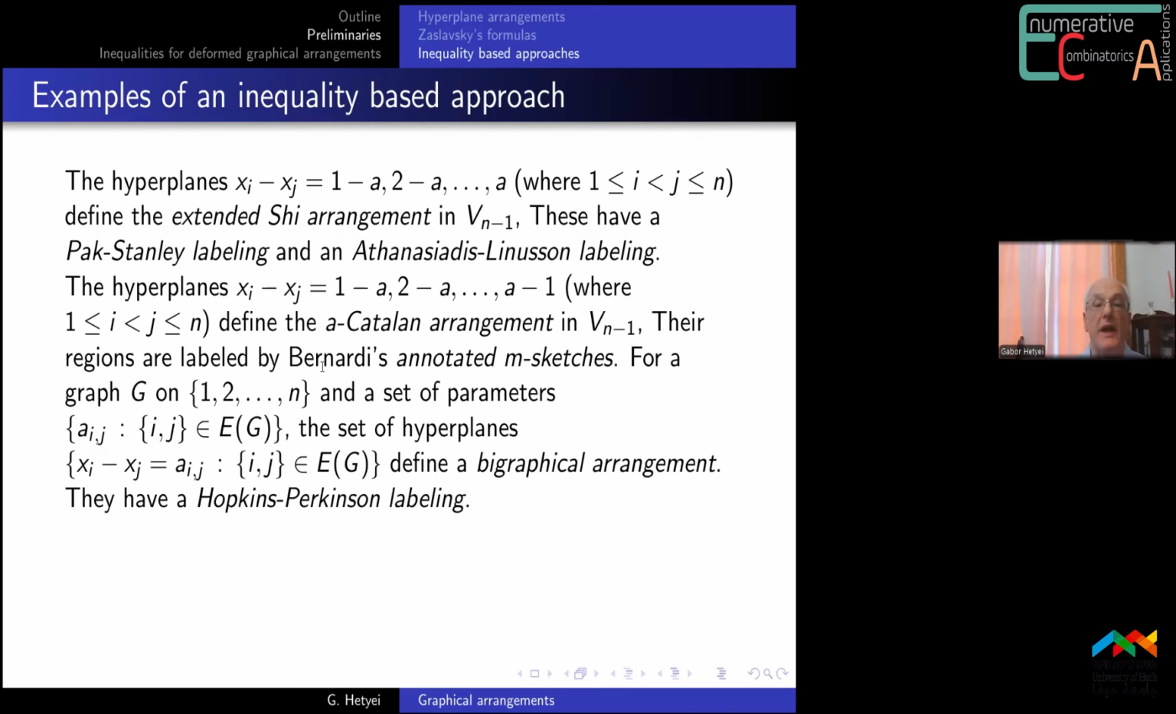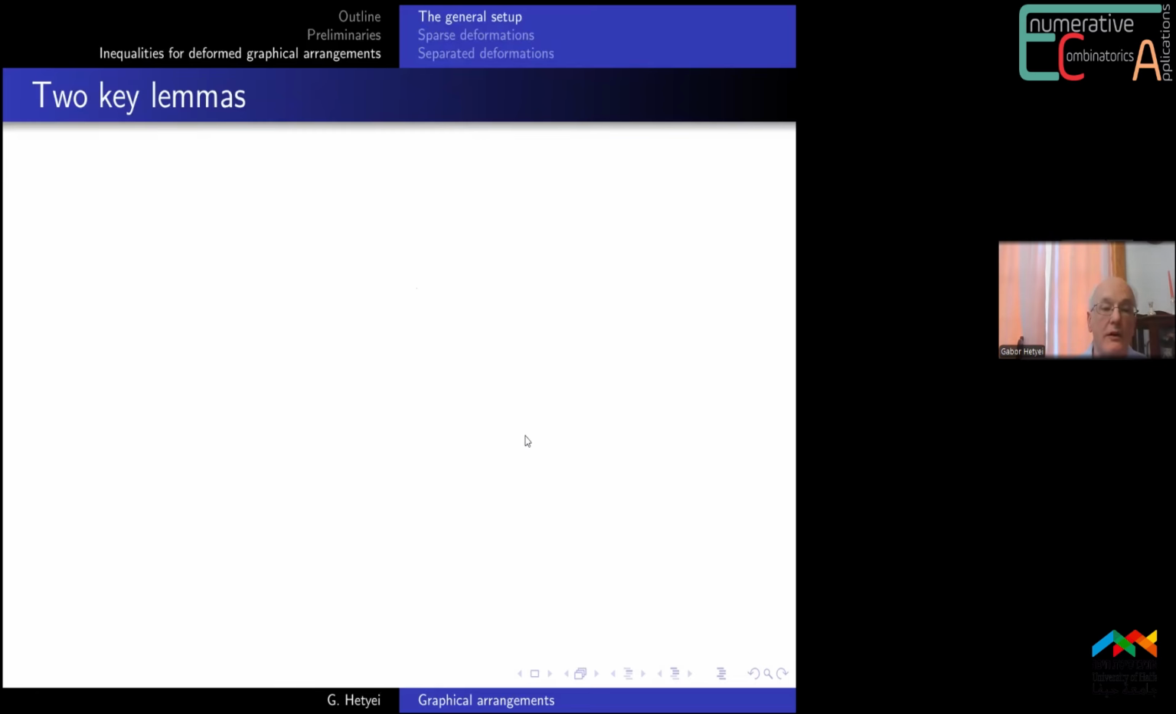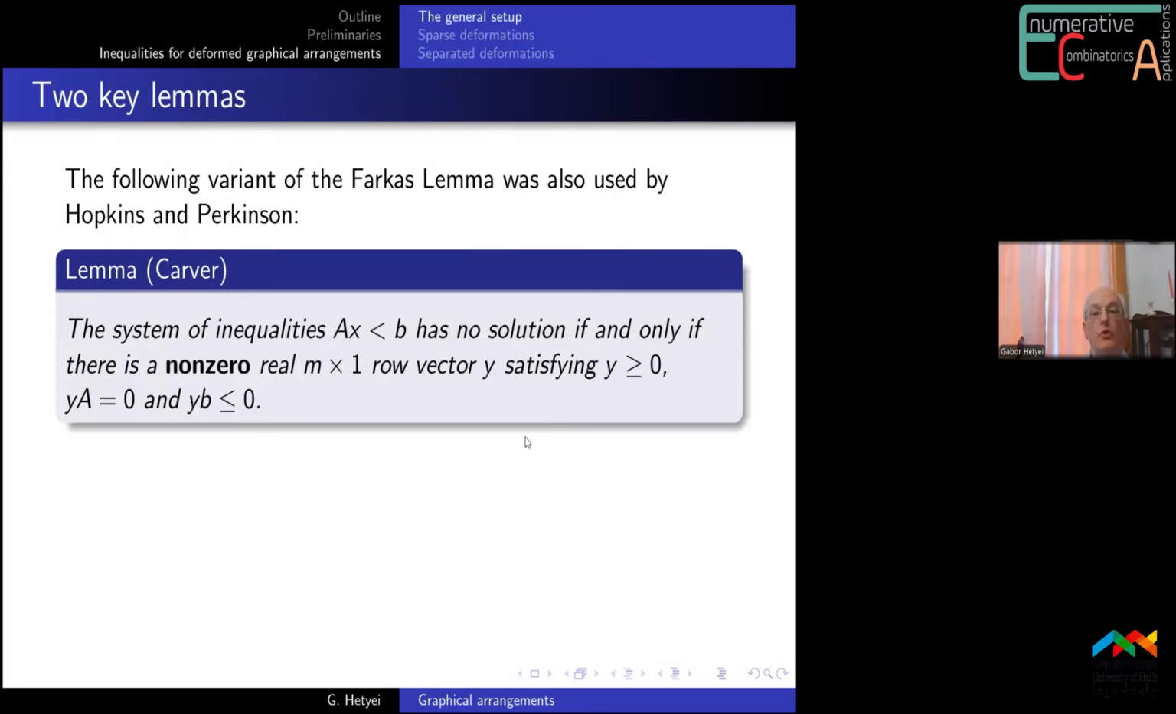Now, I also mentioned that you don't have to go with intersecting your hyperplanes xi minus xj equals constant with the sum of the coordinates being 0. This is done in the work of Hopkins and Perkinson, where they use the same variant of Farkas lemma I also use. Okay, so for my approach, there are two key lemmas.